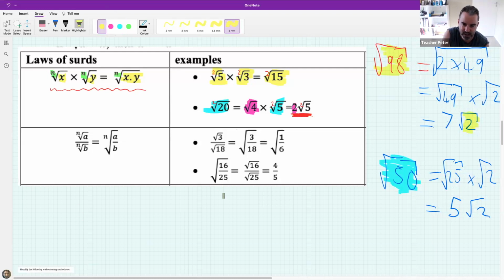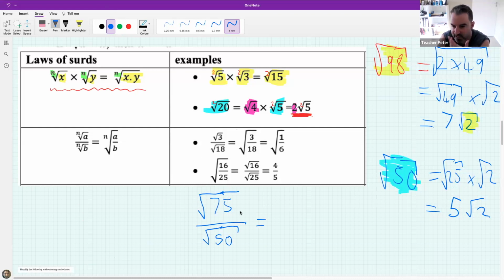But what about if I have something like this? Let's say square root 75 over square root 50. How could we simplify something like that? There's a couple of ways we could do it. I want to see, can you simplify this for me? And there's more than one way I could do this.